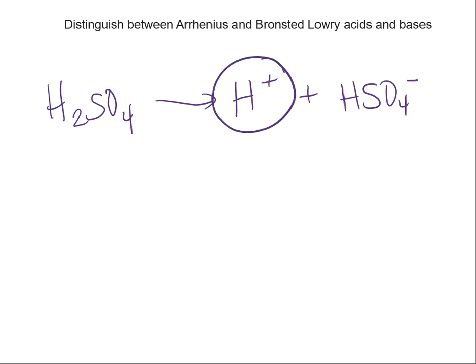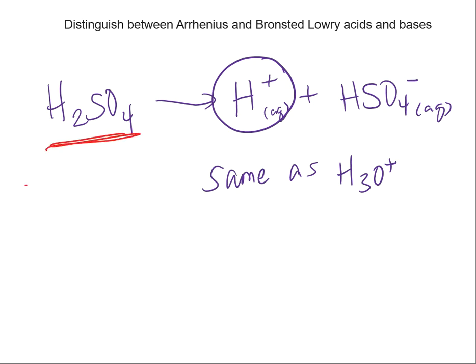So because we produce this proton, and if I show my physical state, it will be aqueous. Because we have this proton in water, which is the same as hydronium, because it produced that ion, then this will be classified as an Arrhenius acid. So again, with the Arrhenius acid and base, it's simply a matter of whether or not it breaks apart or dissociates in order to produce these specific ions. If it produces a proton when it dissociates, it's an Arrhenius acid. If it produces hydroxide when it dissociates, it's an Arrhenius base.